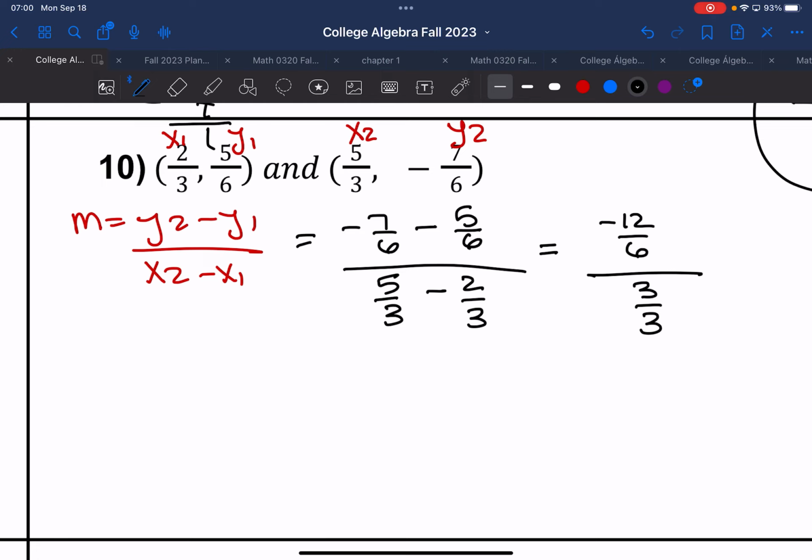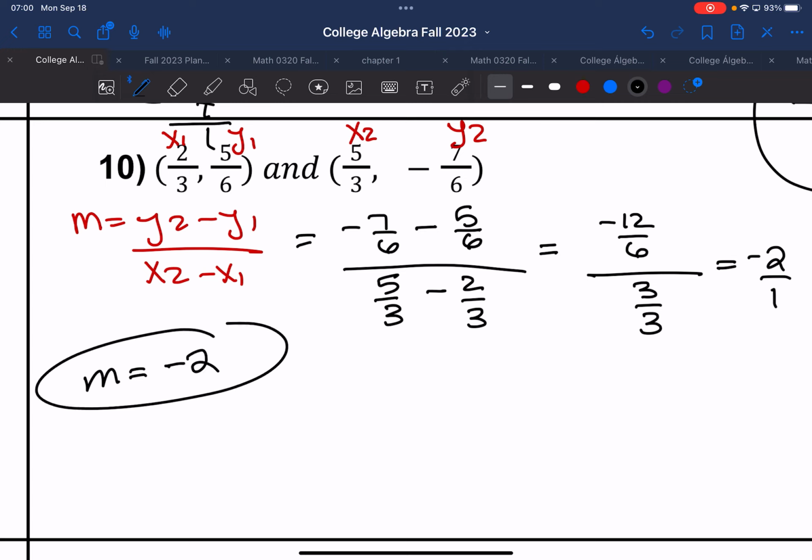What did that just make it? 1? Correct. So these fractions do reduce. Negative 12 over 6 gives us negative 2. And 3 over 3 gives us 1. So that means we can say our slope is what number? Negative 2, because we don't need that 1. Okay, any questions so far? So in this case, it would just be what? Down 2 over 1? Correct. It'd be down 2 and then to the right 1.